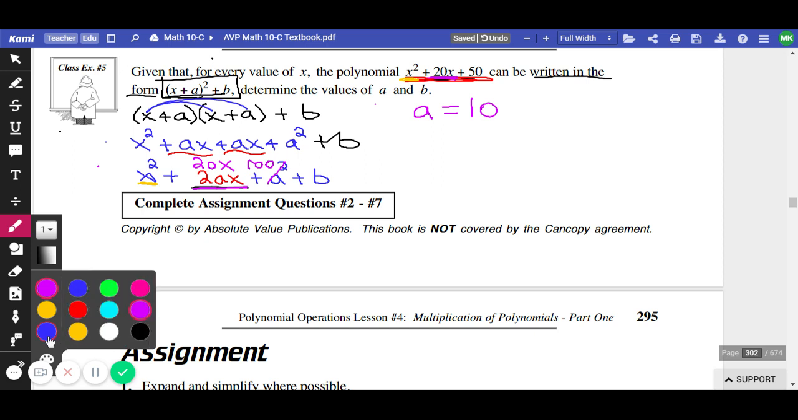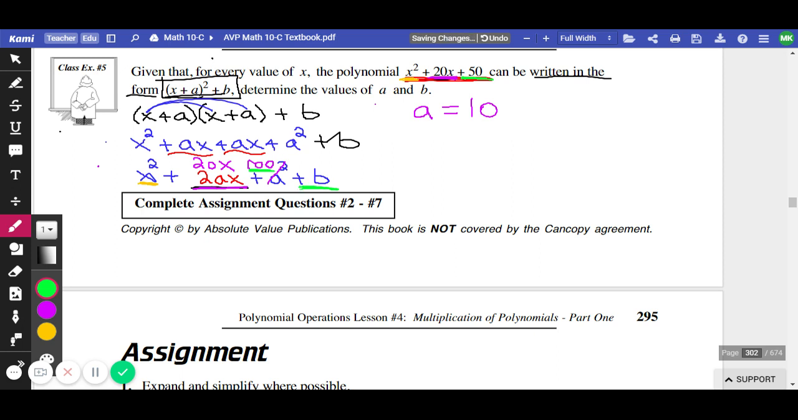The last thing, they said you should have ended up with a 50. We ended up with 100 plus b. That means we can figure out what b is to make it turn into 50, which would be negative 50, right? If you had 100 minus 50, it would give you the 50 that you're hoping for out there. That means b equals negative 50.